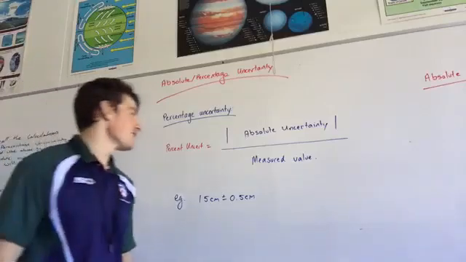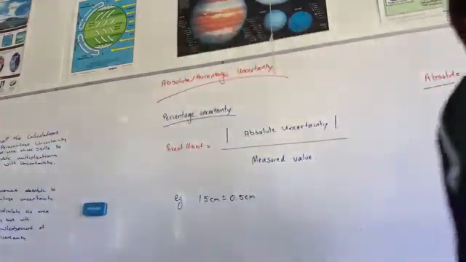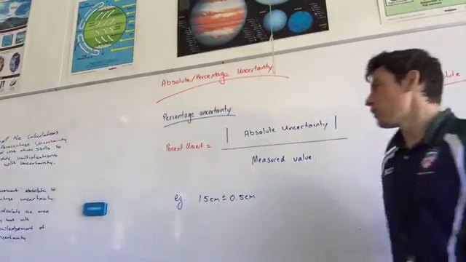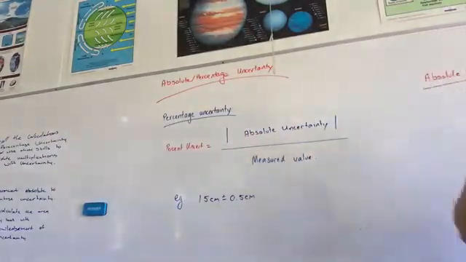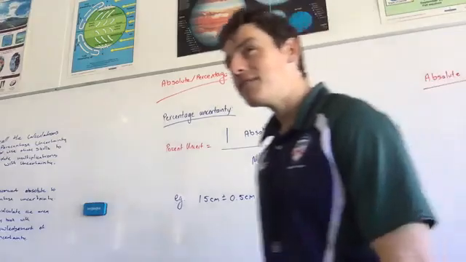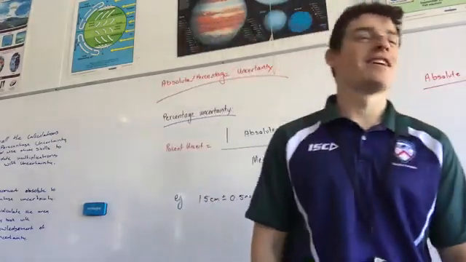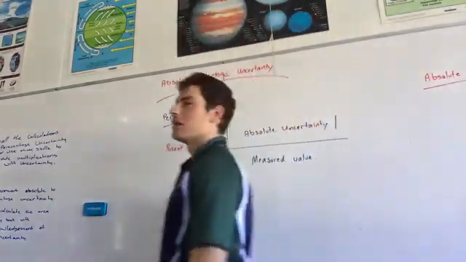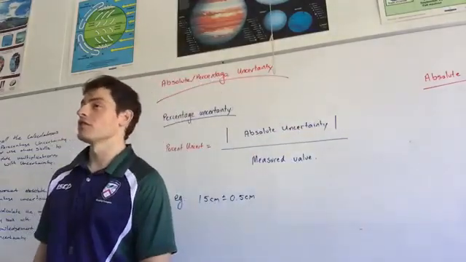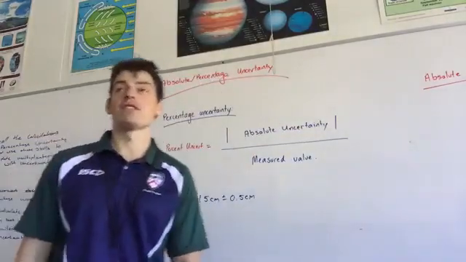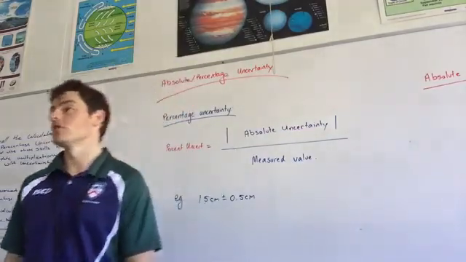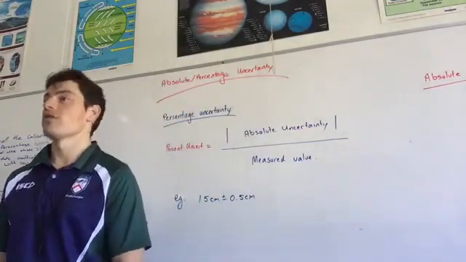Now, percentage uncertainty is equal to, what do those straight lines mean? I'm absolutely positive you've seen this before. What did someone just say? Absolute. What does absolute mean? It means not that. Absolute means, the absolute value of -5 is 5. The absolute value of -6 is 6. The absolute value of 6 is 6. It just means whatever you've got, make it positive.